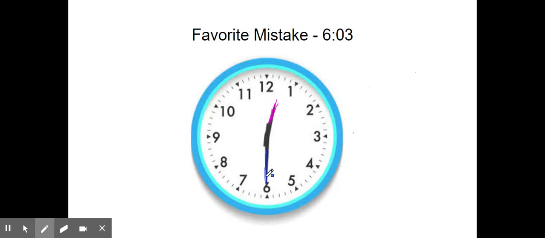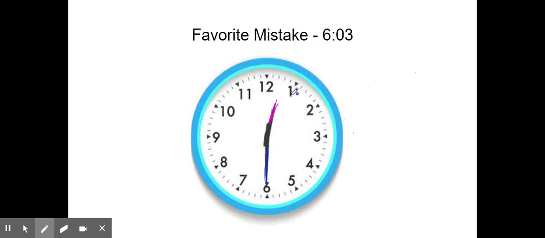The hour always comes first when we're telling time. So the hour isn't 6. This is the minute hand pointing to the 6. Let's start by looking at where the hour hand is. I notice the hour hand is in between the 12 and the 1.